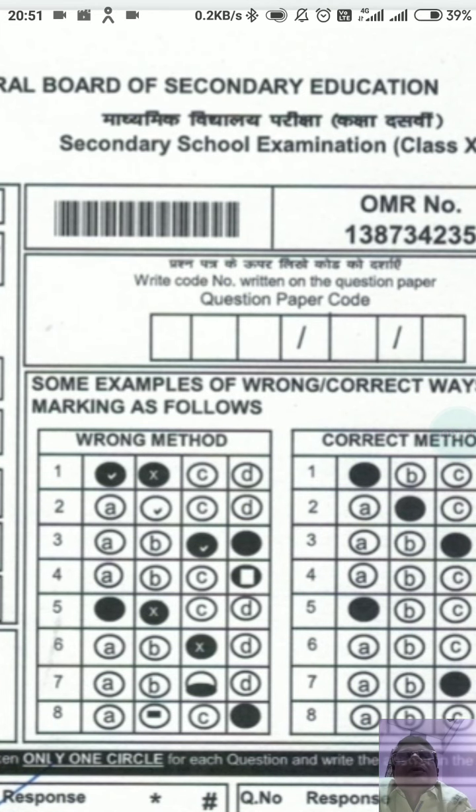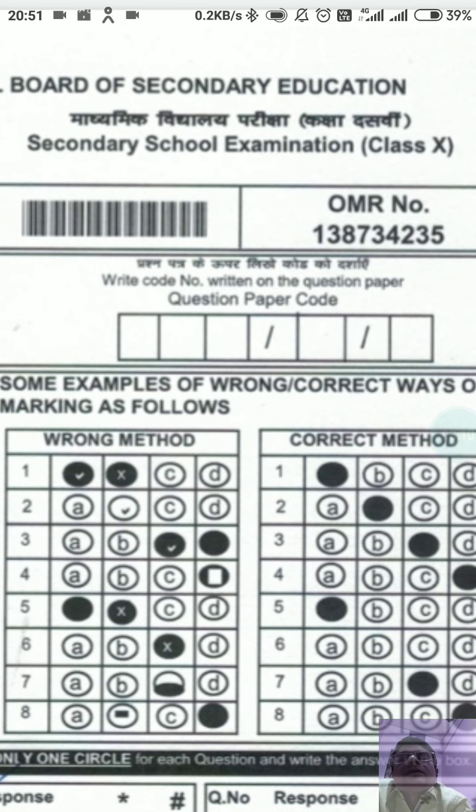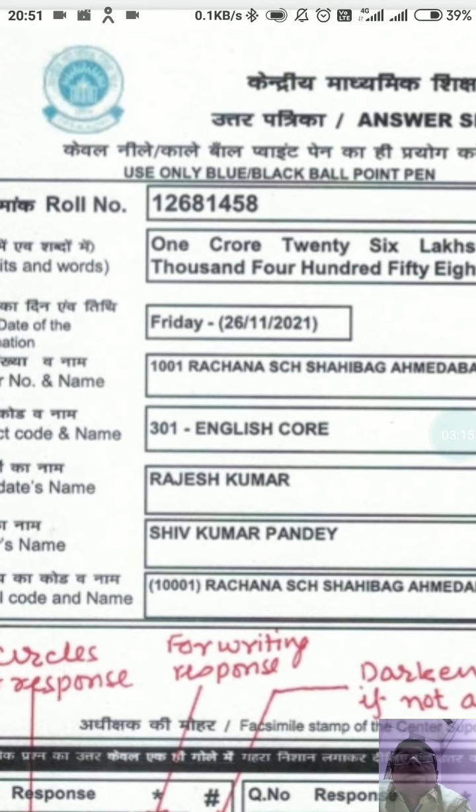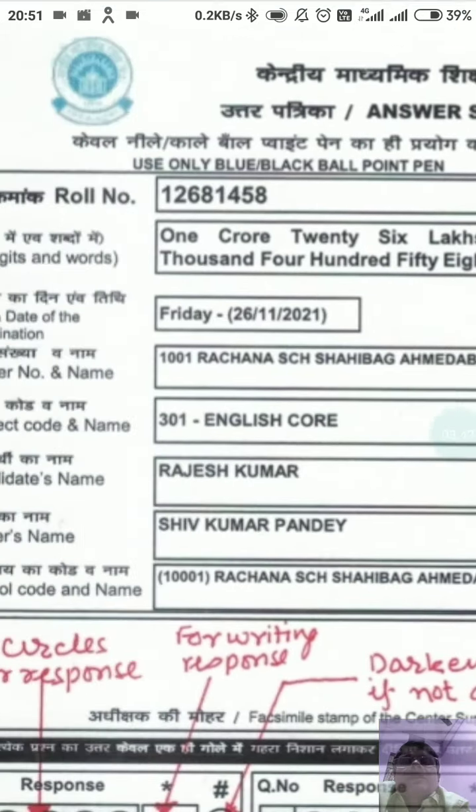secondary school examination class 10th, and for 12th also it will be written as class 12. Okay, and the instruction: use only blue and black ball point pen. So this is the instruction. We have to answer with the help of only blue and black ball point pen. No, you cannot use pencil or any other things to respond your answer. So this is the heading of the answer booklet, answer sheet.